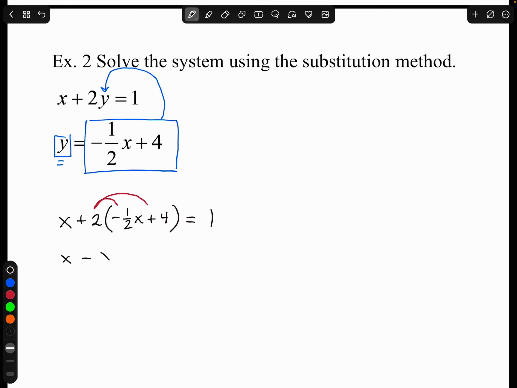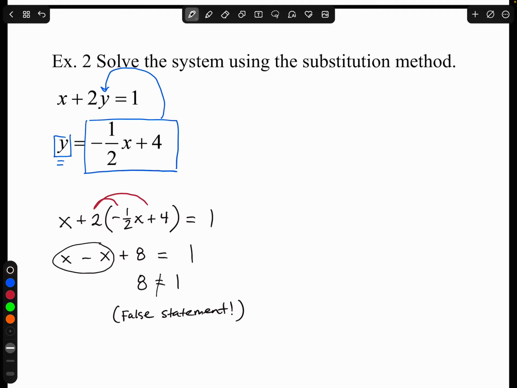We have x, and then 2 times negative 1/2 would be a negative 1, so we have x minus x plus 8 is equal to 1. These two x's are going to cancel each other out, leaving us with 8 is equal to 1, which is a false statement.